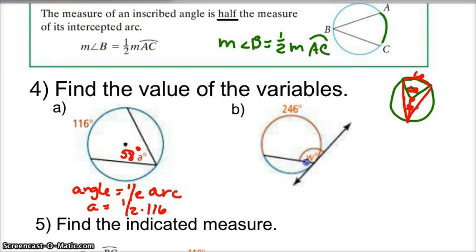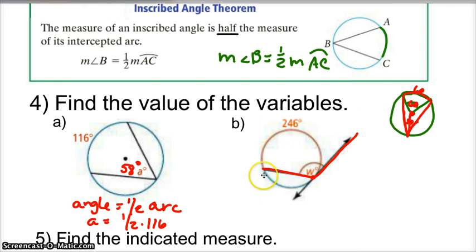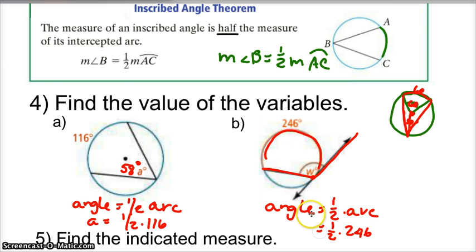Similarly, this is a chord and this is a tangent, but because it's on the circle, it is still referred to as an inscribed angle. The intercepted arc is this whole arc right here. So the angle is equal to half of the arc. Here the arc is 246, so that means that the angle is 123 degrees.